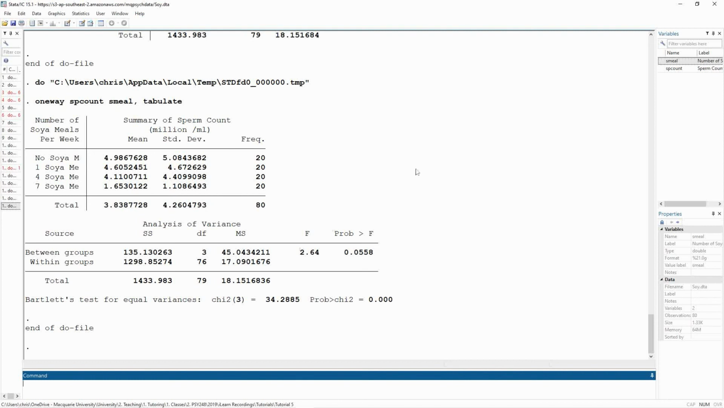So how do we interpret this p-value? What this is telling us is that the amount of sperm that a man has does seem to differ depending on the number of soy meals that they consume. However, we don't know where that difference lies. We don't know if it's between no soy and 1, or 4, or 7, or anything in between. We simply know that there is a difference somewhere. So next week we're going to start exploring how we find this difference. Okay, I'll see you then.